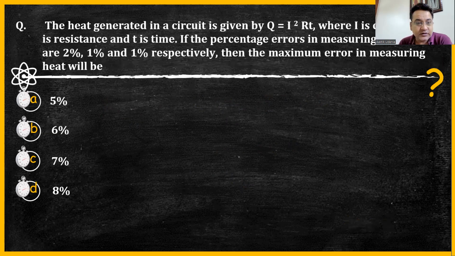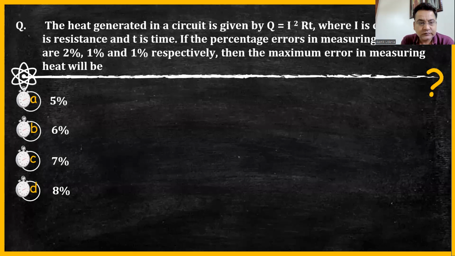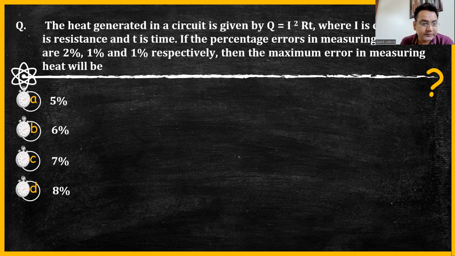We'll solve one more on this. Heat generated in a circuit is given by this formula. Can you tell me the percentage error? 1 minute. So what will be the percentage error in the measurement of heat? It is 6, sir. So I is squared, R is just having power of 1, T is having the power of 1.